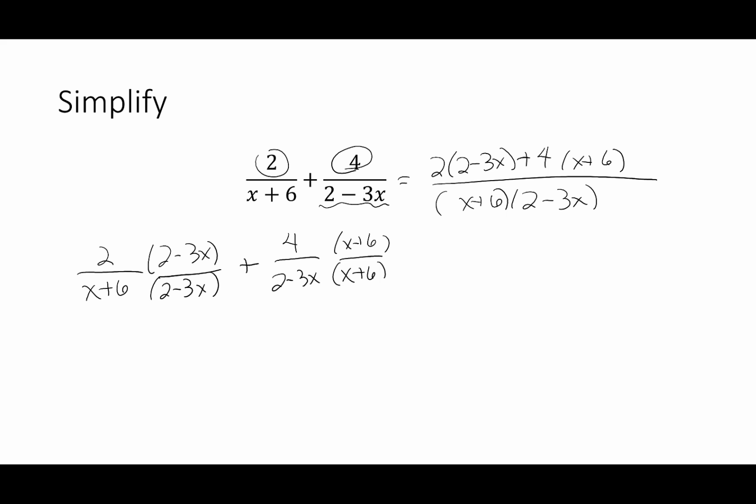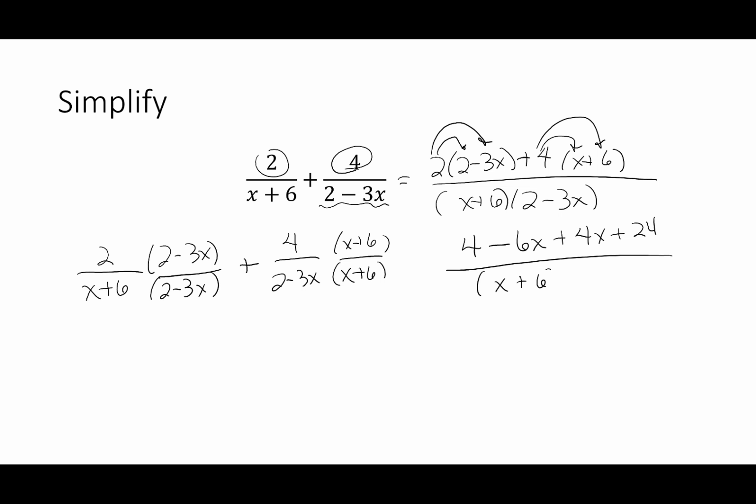If you need the extra steps, you take the extra steps. There's nothing wrong with doing more. Now I need to distribute. So 2 times 2 is 4. 2 times negative 3x is minus 6x. Then I have 4 times x, that's 4x. I have 4 times 6, that's 24. I am not going to multiply the bottom, so I am just going to leave the bottom in factored form.